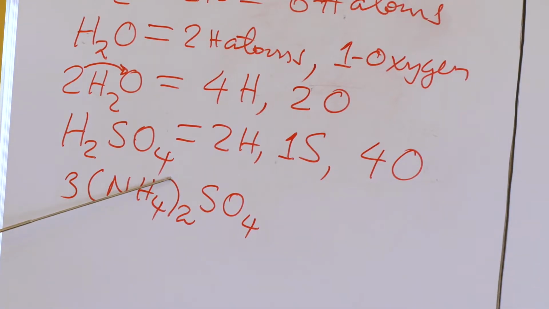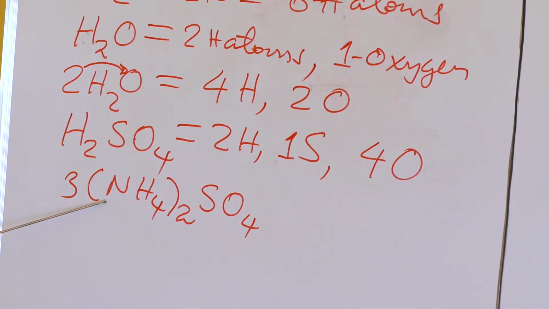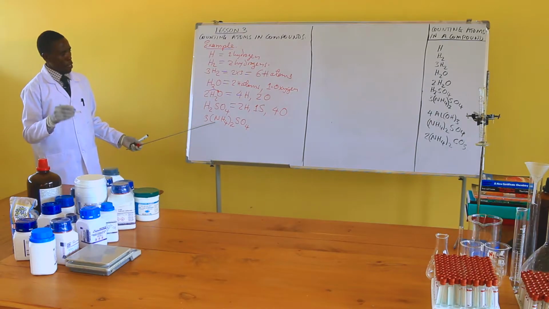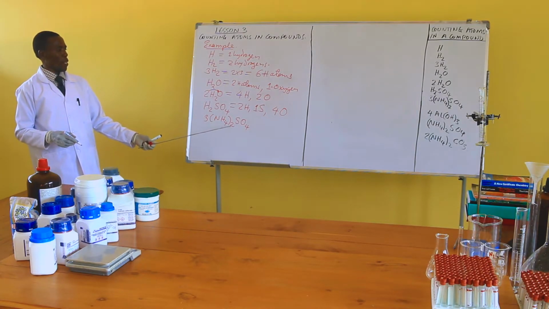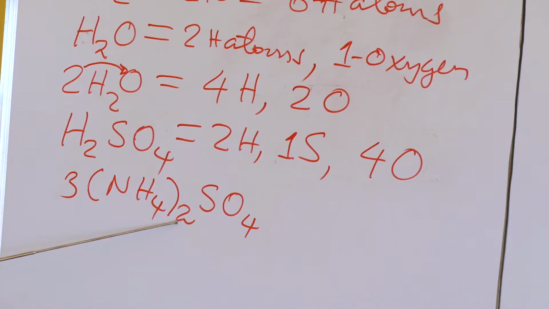A number outside the bracket, like these two here, will count all atoms that are inside the bracket. By that way, here it is 2 nitrogen atoms just because of the number written outside the bracket as a subscript. Here we have a total of 4 hydrogen atoms times 2. This one brings how much?